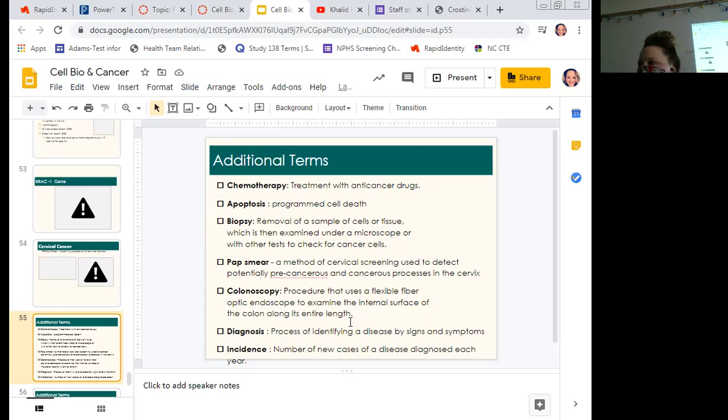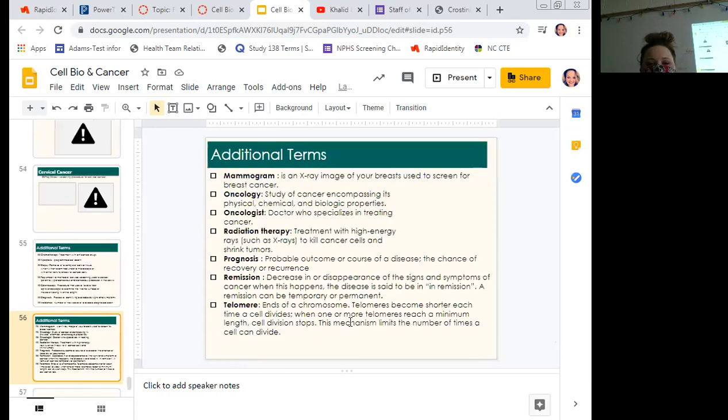Diagnosis. What does it mean when you're diagnosed with something? You have it, okay? Incidence is the number of new cases diagnosed each year per 100,000. Mammogram tests for breast cancer. Oncology is the study of cancer. An oncologist is a person who studies it. Radiation therapy uses high energy, like x-rays, radiation waves, to treat what? What are you treating? Cancer.